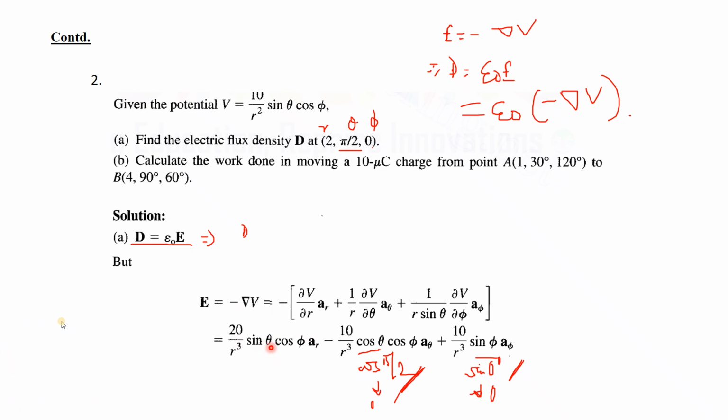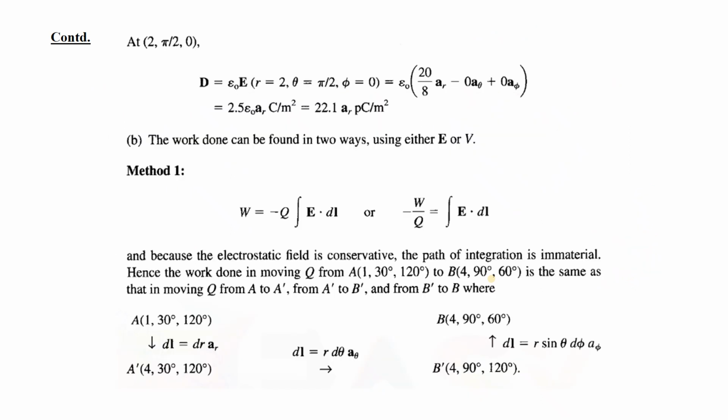The only non-zero value we will get over here, because we are writing theta as 90 degree, so sine 90 means 1, and phi as 0 degree, so cos phi is 1. So our answer will be 20 by r cube unit vector r. D will be epsilon naught into 20 by r cube. What is r cube? R cube is 8. So 8 unit vector r, it will get cancelled, and we get 20 by 8, 2.5.